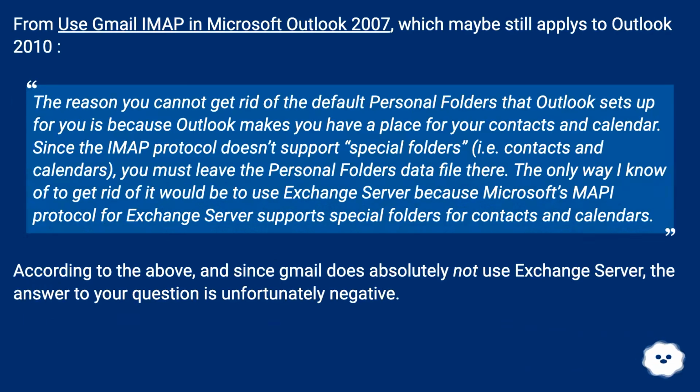From Use Gmail IMAP in Microsoft Outlook 2007, which maybe still applies to Outlook 2010. The reason you cannot get rid of the default personal folders that Outlook sets up for you is because Outlook makes you have a place for your contacts and calendar. Since the IMAP protocol doesn't support special folders, i.e. contacts and calendars, you must leave the personal folders data file there.